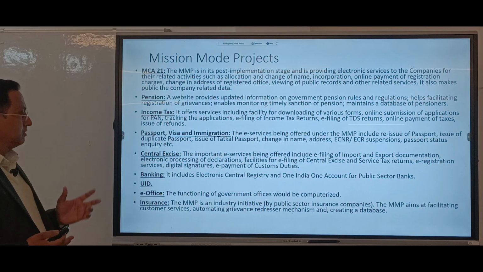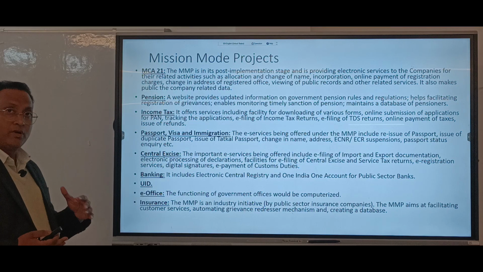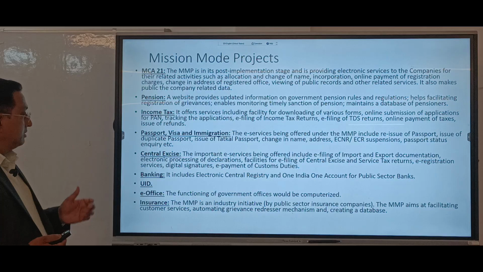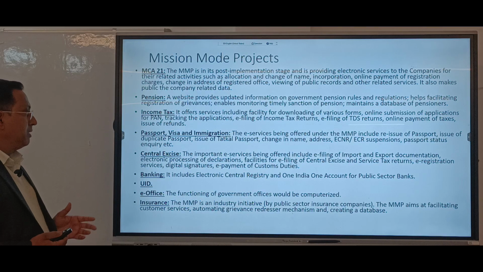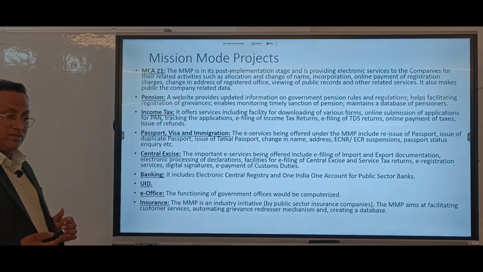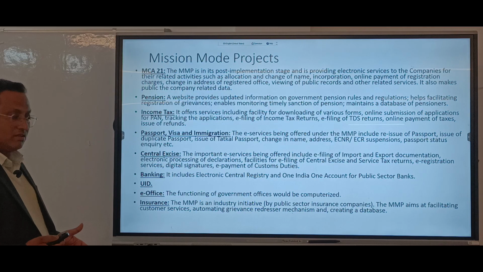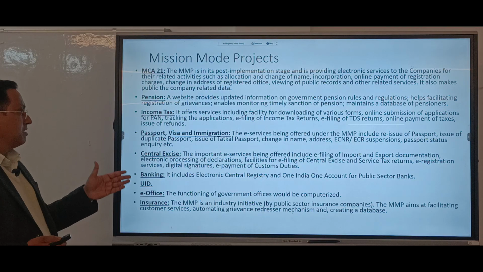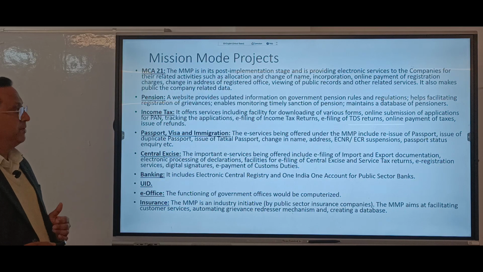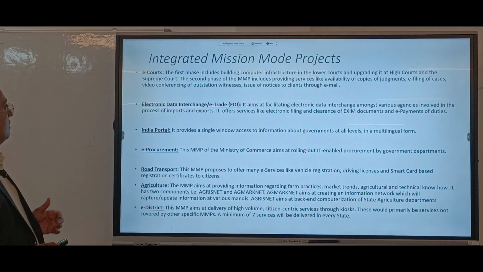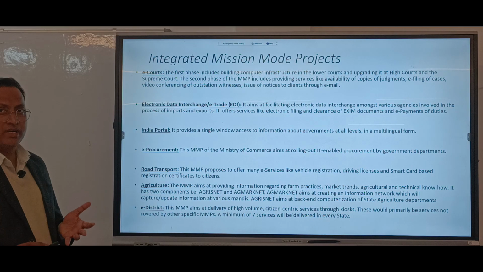E-offices, the functioning of government offices would be computerized. Insurance, the MMP is an industry initiative by public sector insurance companies. It aims at facilitating customer services, automating grievance redressal mechanism, and creating a database. Now, come to the integrated mission mode projects, integrated MMPs.